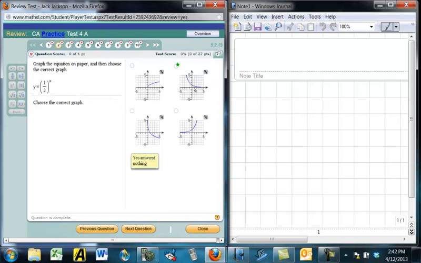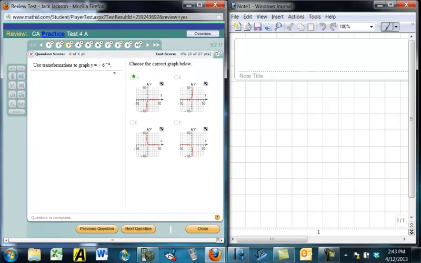The decreasing kind is when you have a base less than 1 and the power is just x. And this would be a base bigger than 1, so this has to be the right one here. But again, we could check some points. 1/2 to the 0 is 1. 1/2 to the 1 is 1/2. 1/2 squared is 1/4. 1/2 to the negative 1 is 2, and so forth.